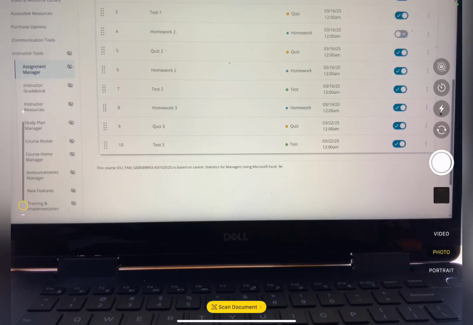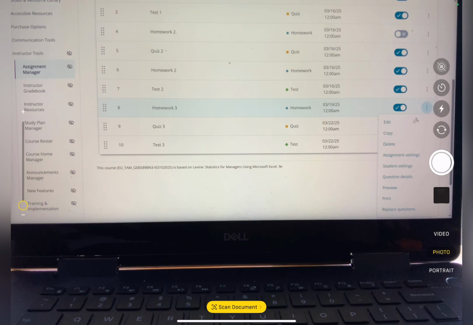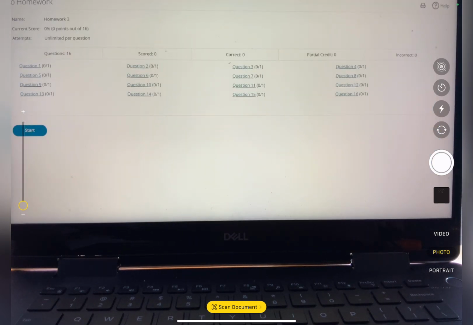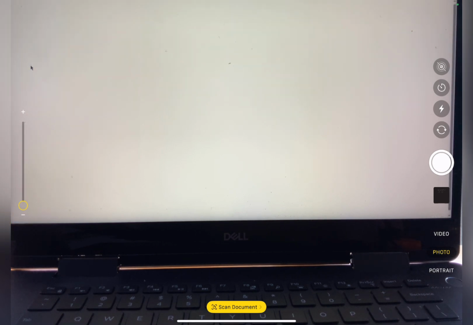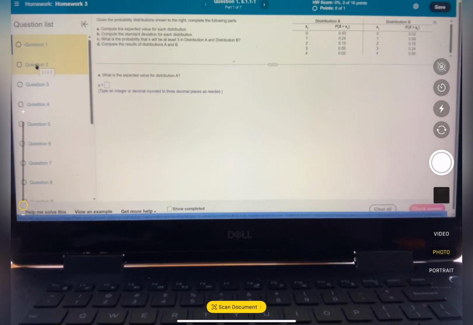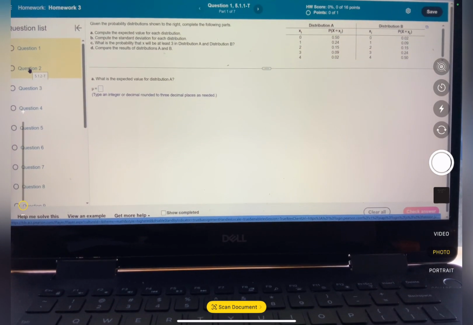Okay, we are going to work on homework 3. Let me see, where is it? So, question number 1. All right. I hope you can see well. If not, let me see if I can make it bigger.